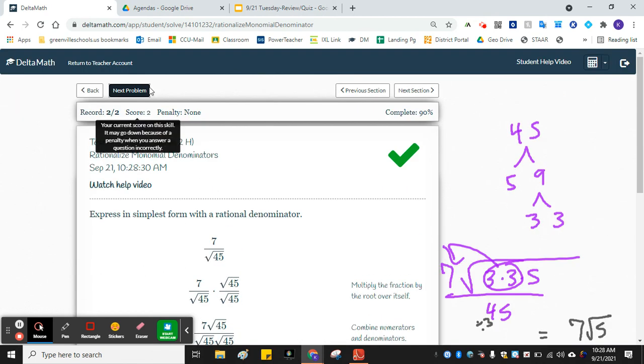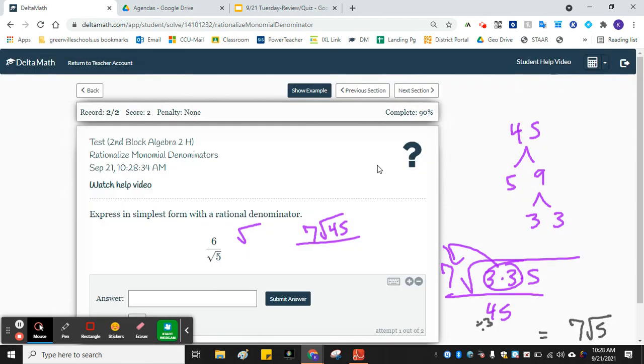And there's your answer. All right, let's do the binomial because that's probably the hardest one for you.